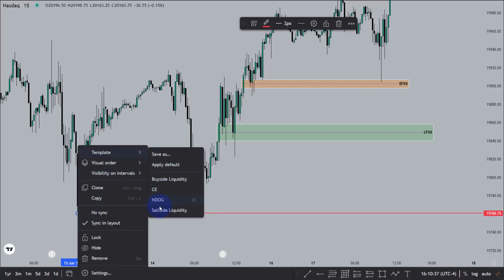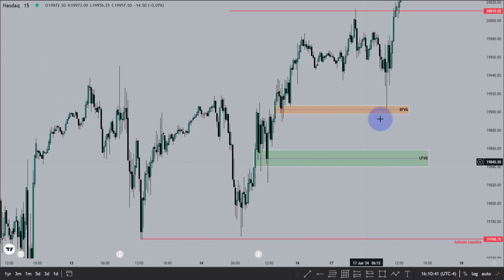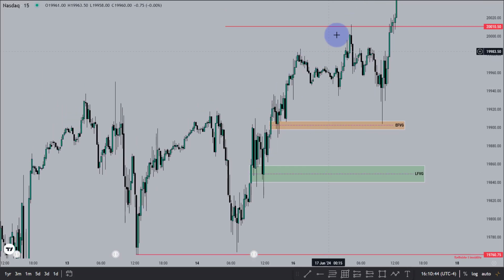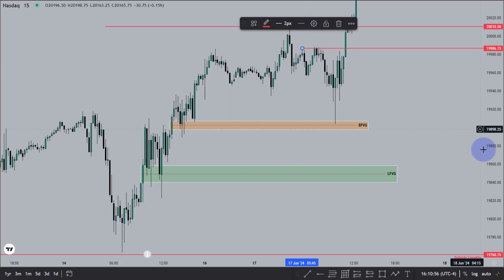First job, mark your liquidity. Where is your liquidity? If you see over here, you don't have any buy side liquidity except this all-time high. Except this all-time high, there is no other buy side liquidity. You can say this is your buy side liquidity. No, this is not your buy side liquidity. Let me mark it over there.